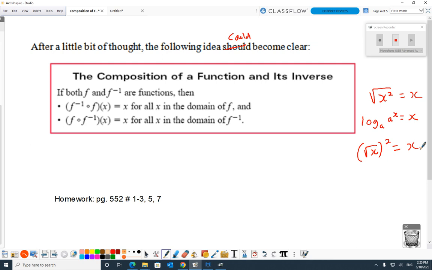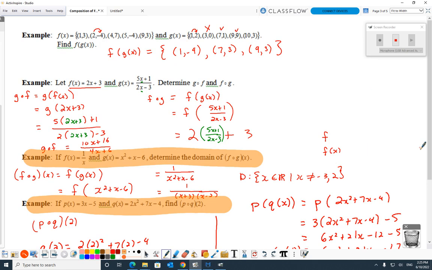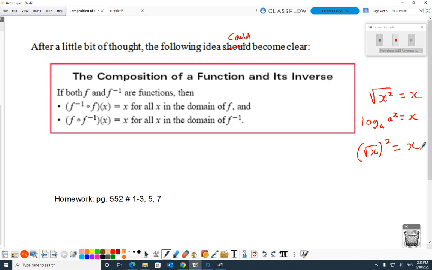Short homework, page 552, 1 to 3, 5, and 7. Pay special attention to the ones that are just like the orange ones so that you'll be ready for the exam questions on these. Questions there?